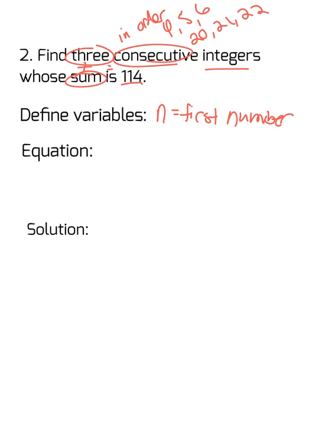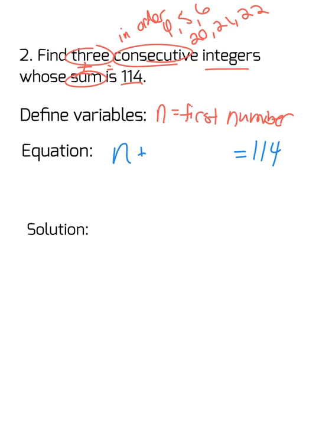For my equation, I'm actually going to start with my ending. Whatever I come up with at the beginning, the sum has to equal 114. These 3 integers need to add up to 114. I said n stands for my first number. I need to add another number, and the next number has to be 1 more than n. Going back to my example, if n is 4, then my next number would have to be 5.